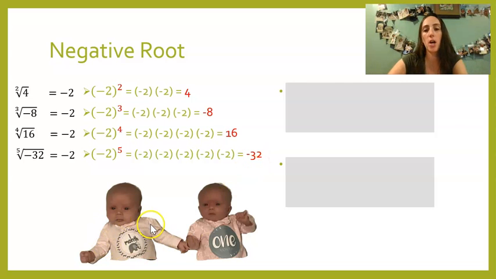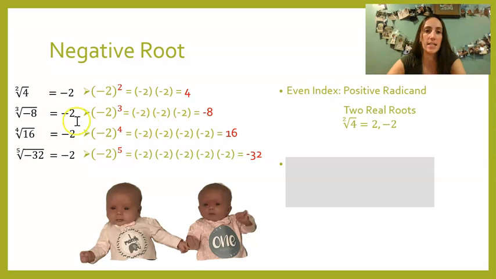So what Brooke and Sophia are trying to explain to us, and what we should hopefully be noticing here, is a pattern: when we have an even index, so when we're talking about a square root or a fourth root, what we have then is a positive radicand. The number inside that radical symbol is positive, but we have 2 real roots. We have that positive root that we've been working with, but we also have this negative root here.